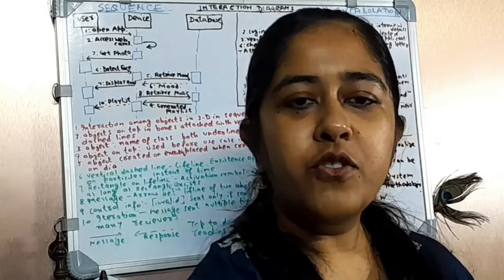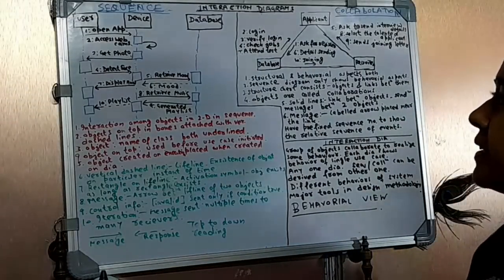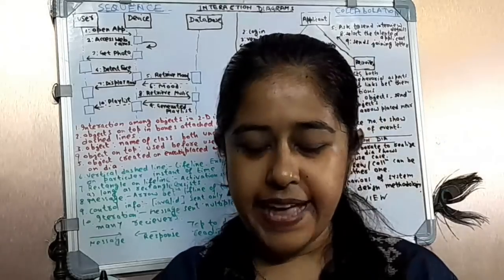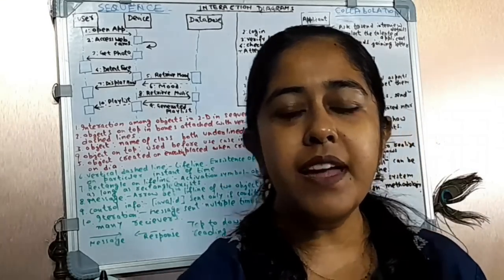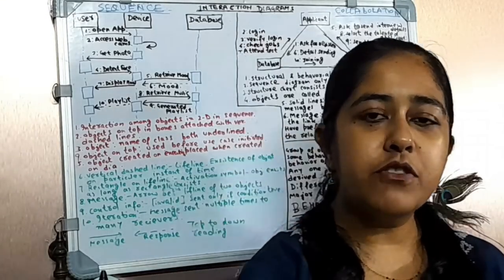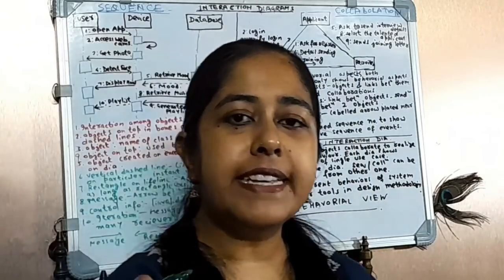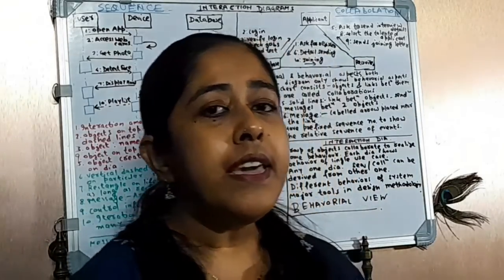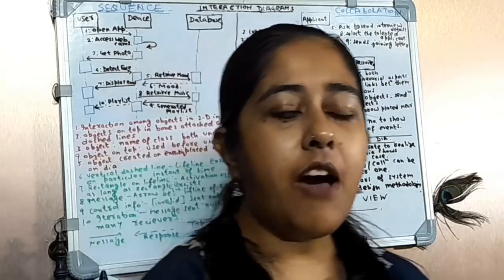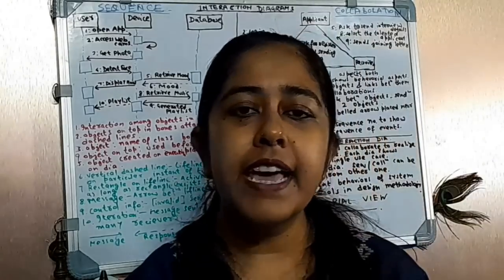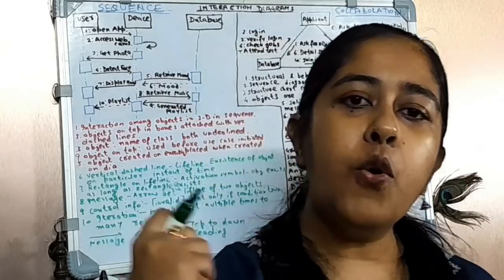Okay, so today we are going to start a new topic, that is our interaction diagrams. As we have seen in the UML, we have a particular view which has some diagrams included in it which will describe the particular view. So in case of interaction diagrams, our view is the behavioral view. That is, it will show us the behavior of the whole system.